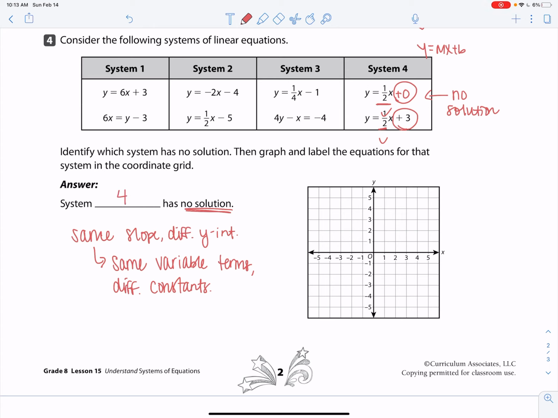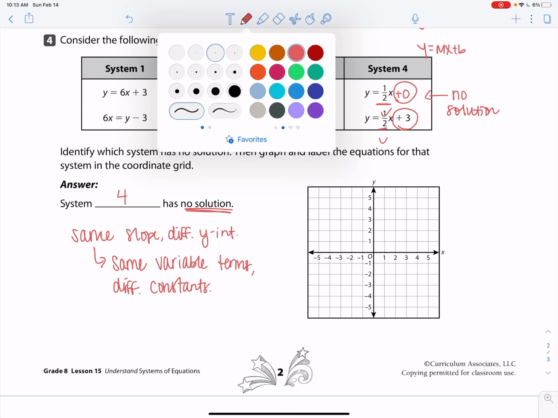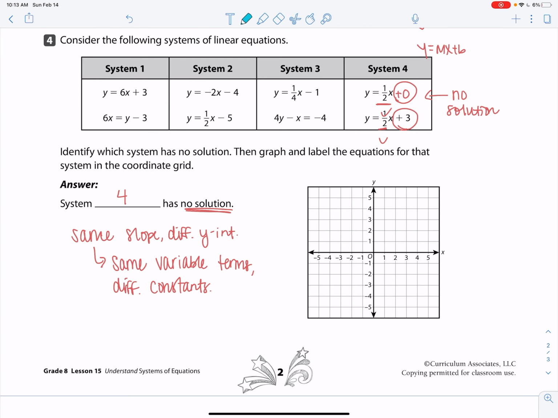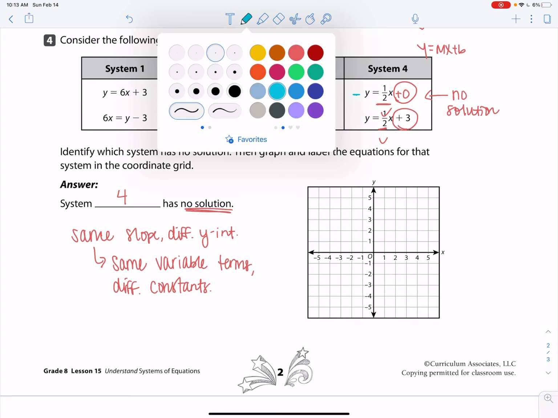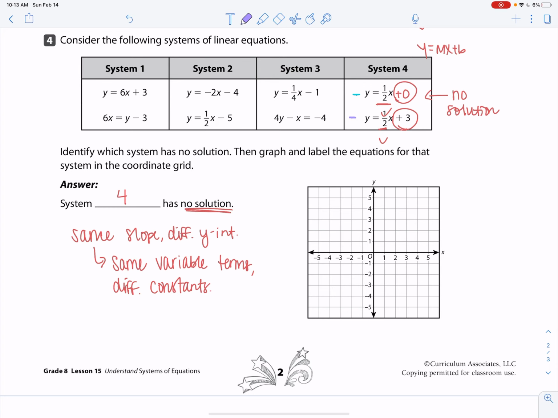Then it says to graph and label the equations. So now we just have to graph it. I'll choose some different colors. For the first one, I'll make that one blue. The second one, I'll make purple. So blue. We'll start at 0 for the first one, and then our slope tells us to move up 1 and over 2. Up 1, over 2.